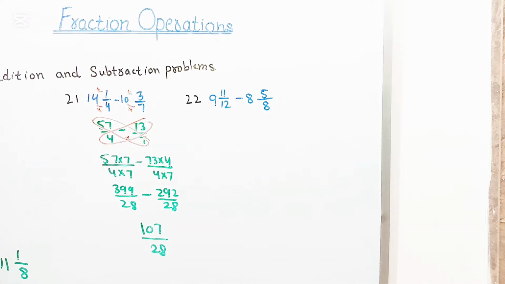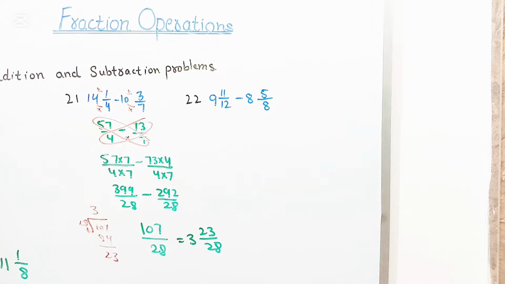When we divide, 107 divided by 28. 28 multiplied by 3 gives 84. The remainder is 23. So 3 as a whole number, 23 as the numerator, and the denominator is 28. So my final answer is 3 23 by 28.